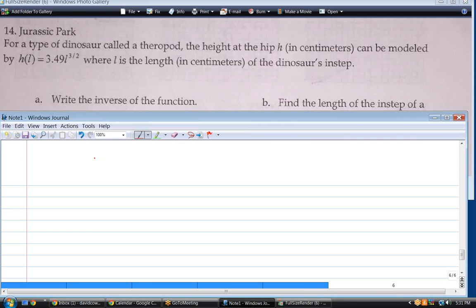Okay, here we have the height of a dinosaur. Hold on, I'm trying to figure this out. It can be modeled by a function where L is the length of the dinosaur's instep. So the height as a function of its instep is 3.49 times the length of the instep to the 3/2 power. Okay? Let's write the inverse of this function.